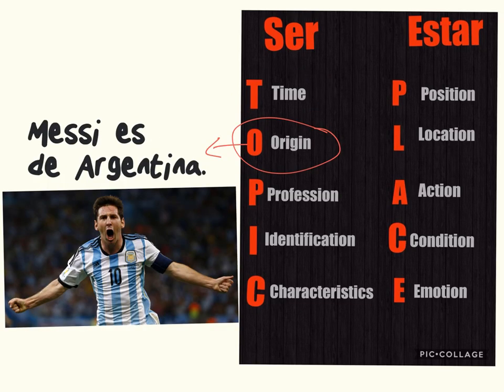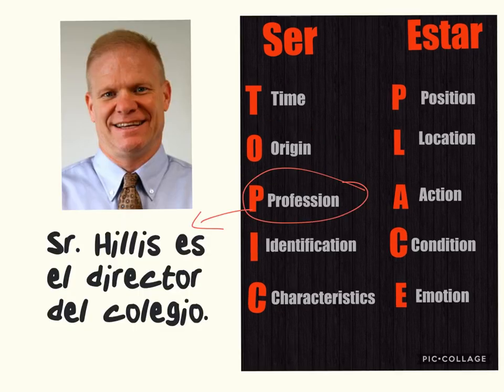The O in TOPIC stands for origin, or where somebody or something is from. So for example, "Lionel Messi es de Argentina." Es is a form of the verb ser. The P in TOPIC stands for profession or someone's job. So for example, "Señor Hillis es el director del colegio."